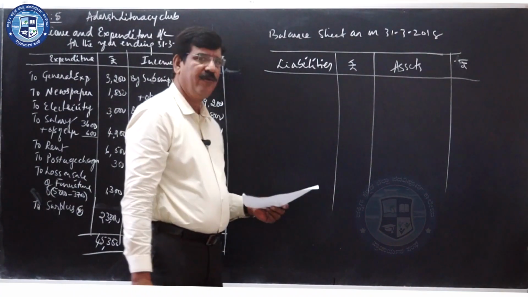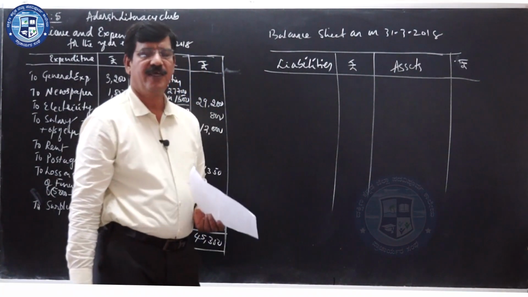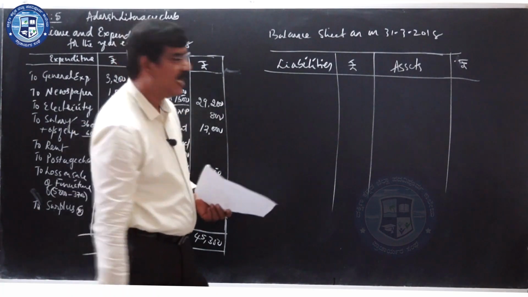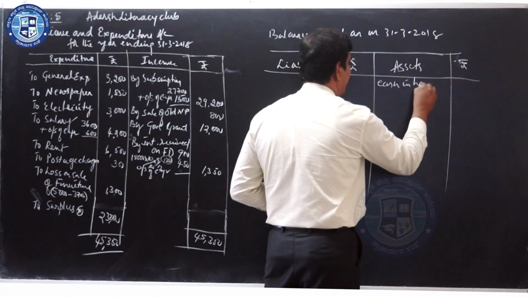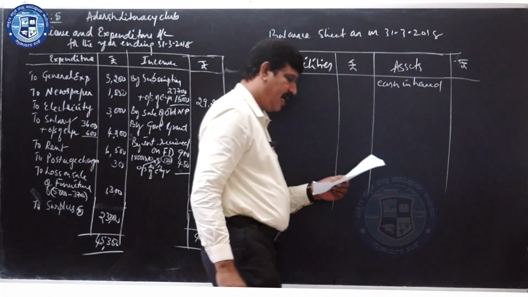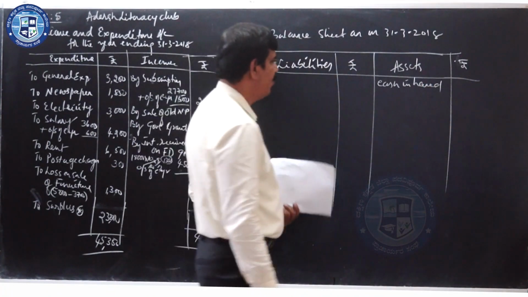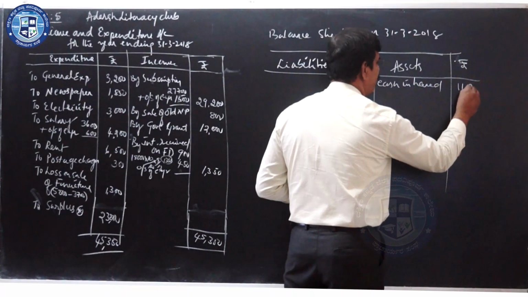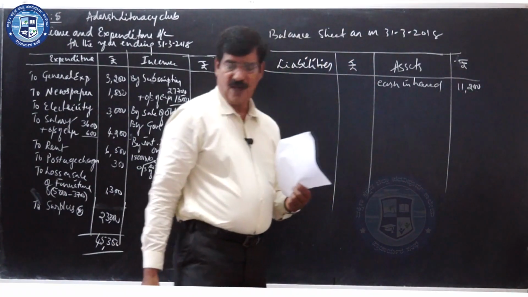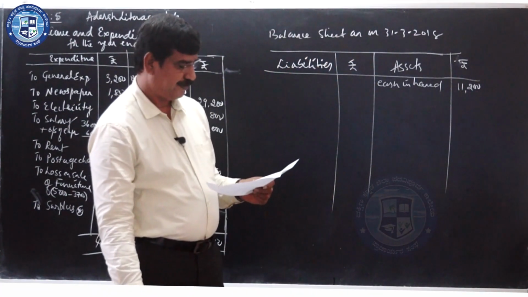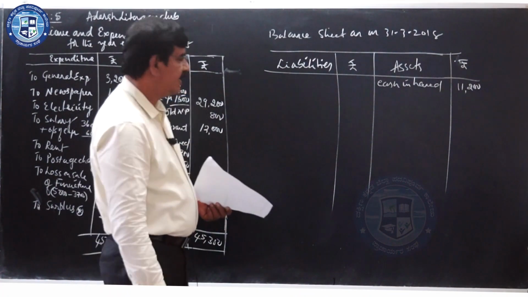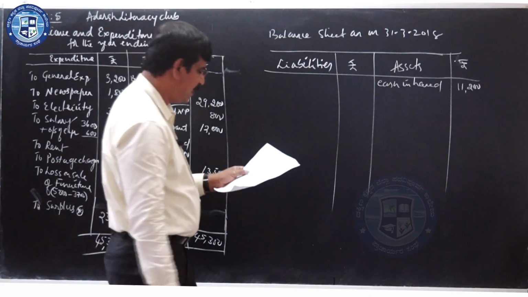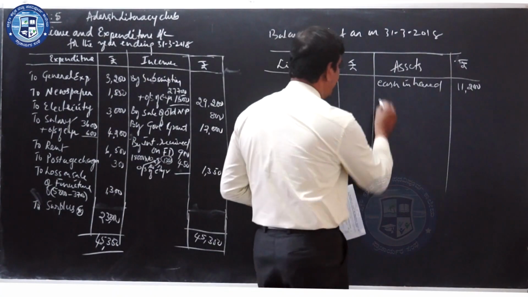So the first item which appears in the receipts and payments account as by balance carried down, write them in the beginning itself. Cash in hand is by balance carried down 11,200. So 11,200. Is there any other assets? Look at your opening balance sheet. Books are there and furniture is there.